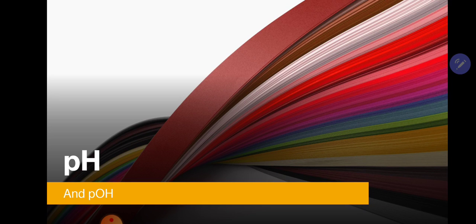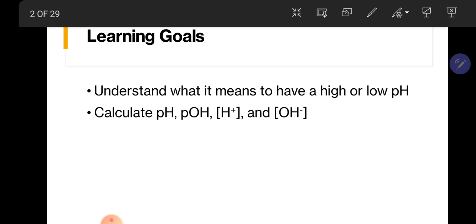Alright, in this video we've got to talk about pH and pOH and all the concentrations in between. Your goal after this video is to understand what it means if you have a high pH or a low pH, and you should be able to calculate the pH, the pOH, the concentration of the H, and the concentration of your hydroxides.